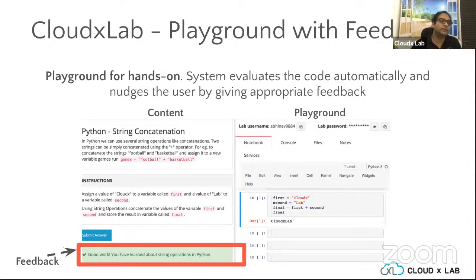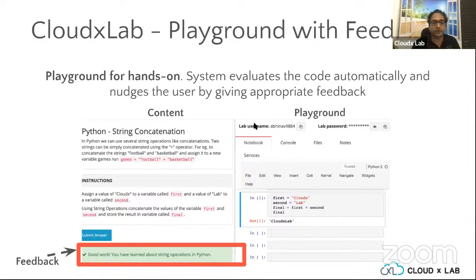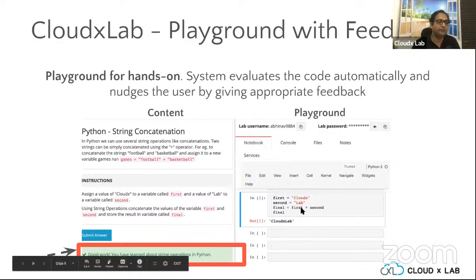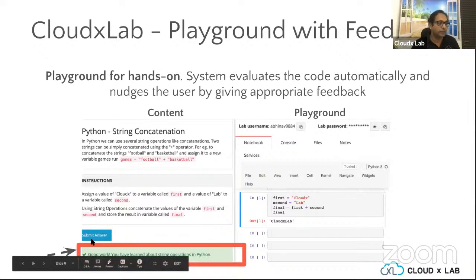Take a look at this particular environment. On the left-hand side is the theory, and on the right-hand side is the playground. In the playground, you have to code what the left-hand side is asking you. Here it's asking you to assign CloudX to the first variable and lab to the second. Once you do that, press Shift Enter and submit the answer, it'll say you have done a good job. Otherwise, it'll throw an error.